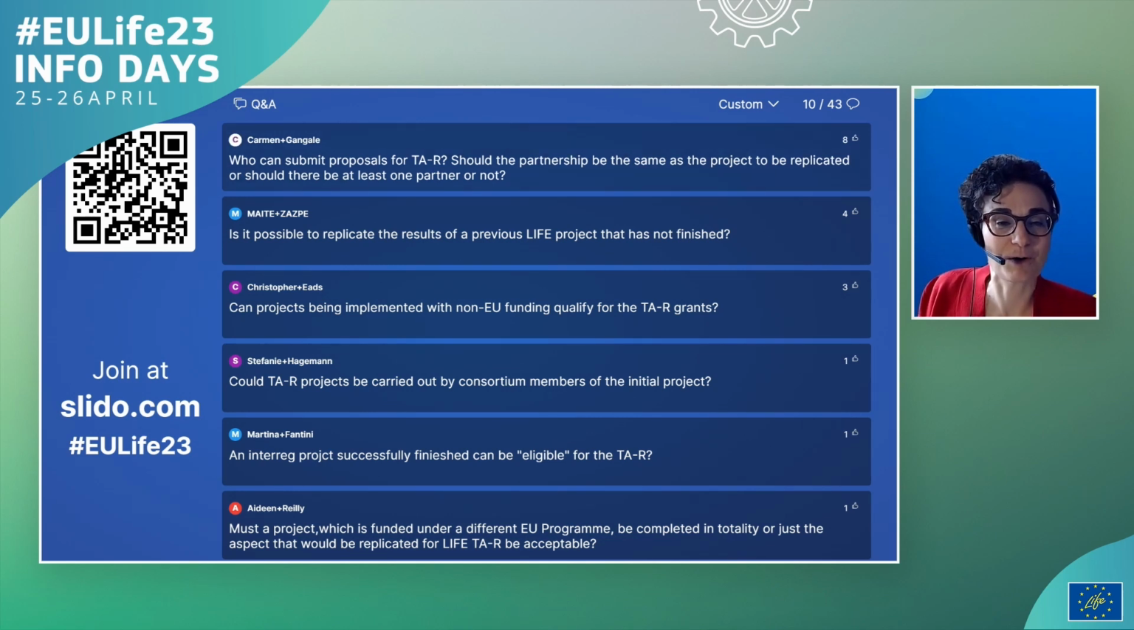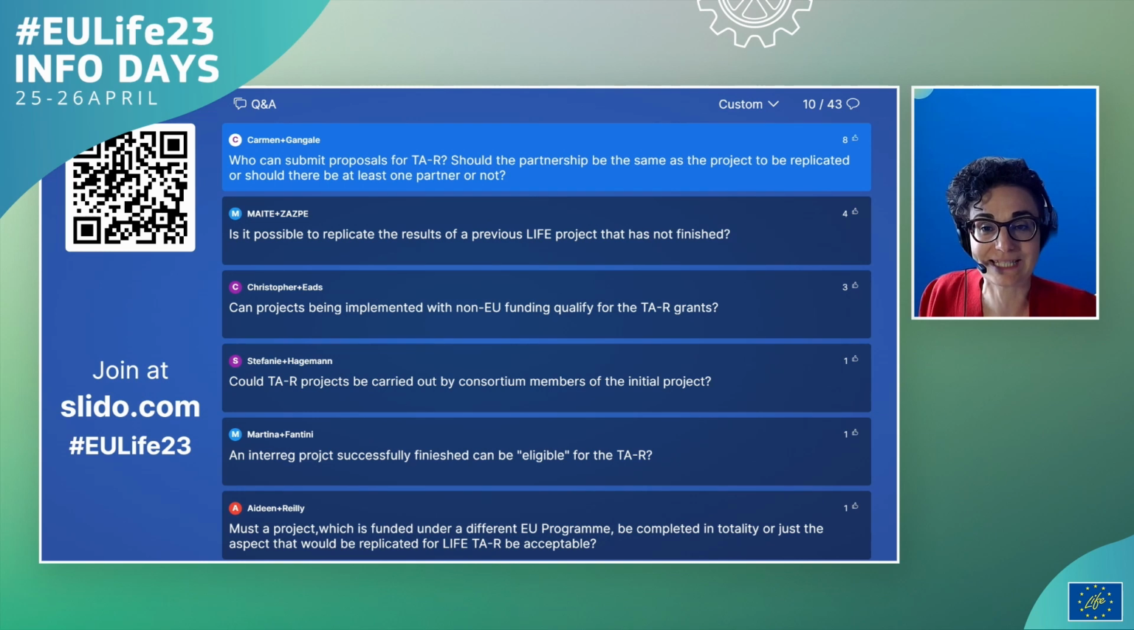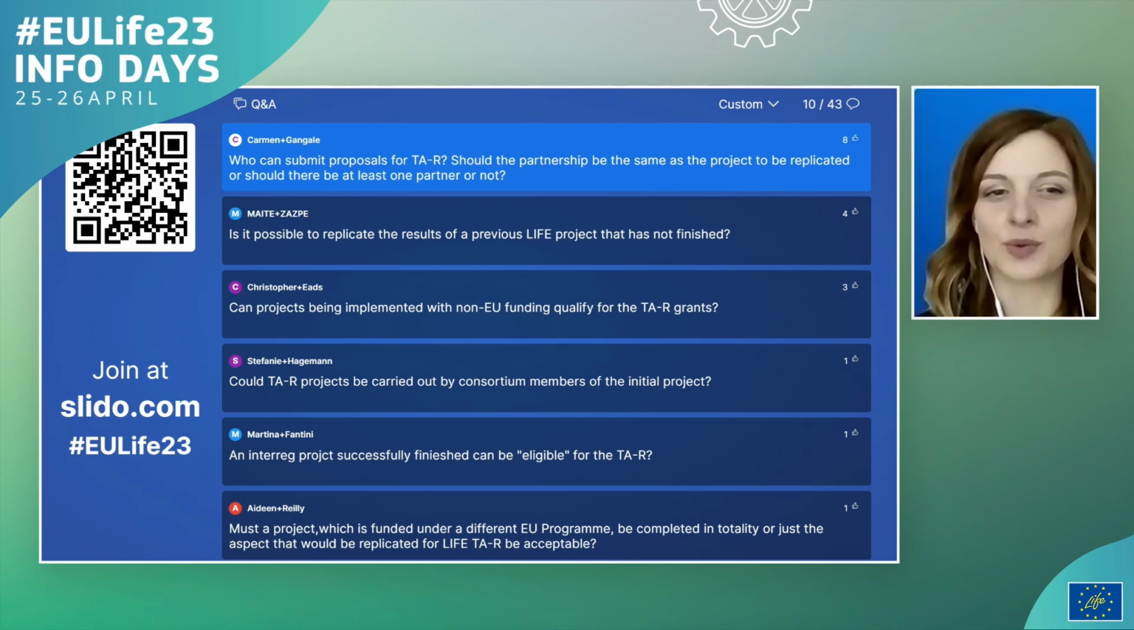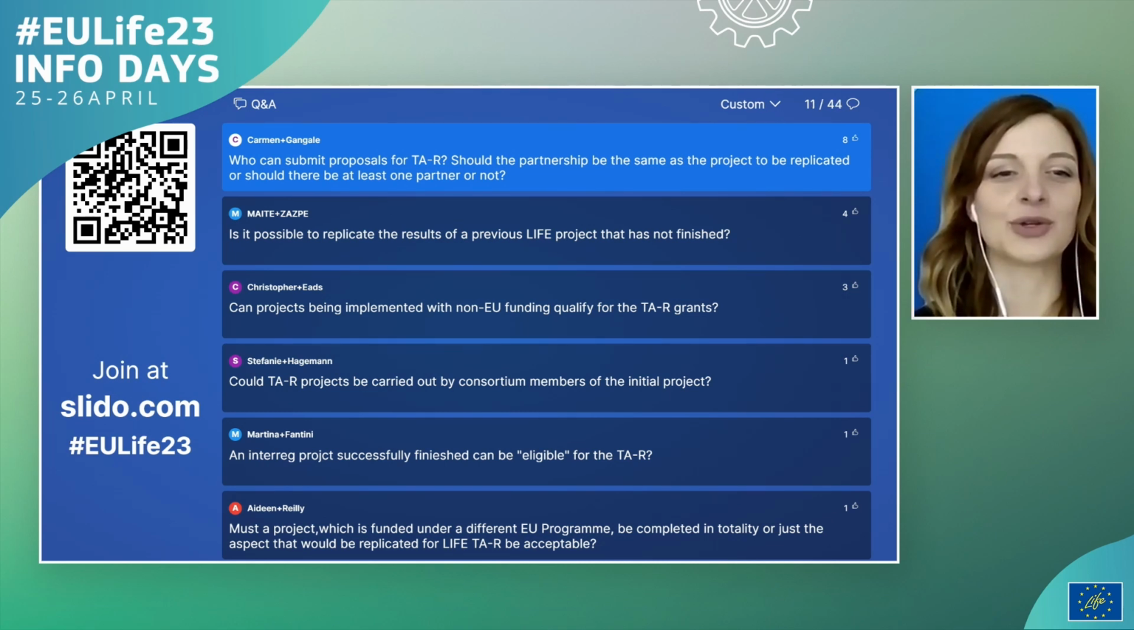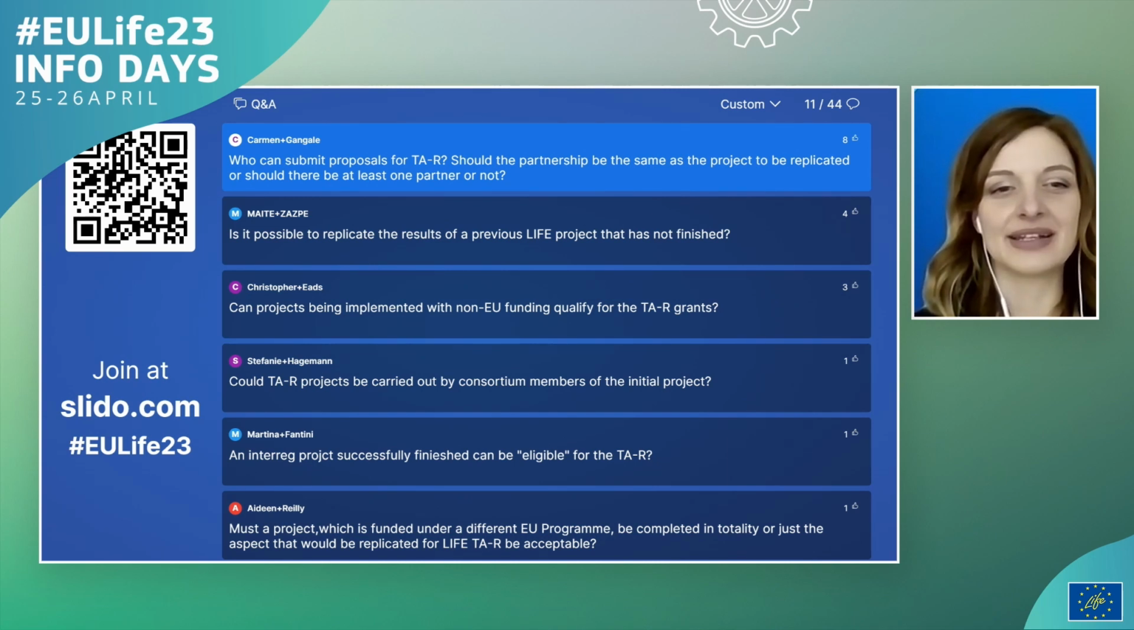Indeed. Who can submit a proposal for TA replication? Should the partnership be the same as the project to be replicated, or should there be at least one partner or not? I guess one more partner, yeah. Well, basically, there's no rule. Nothing is written in the call document. But ideally, if you plan to replicate, we would expect that there would be some partner involved. But even if there is not, you should probably still ensure the exchange of know-how and skills from the partners involved in the first project, right? So it's not necessarily, but we would encourage that a partner, maybe the coordinating beneficiary, or at least one of the partners would be involved, but it's not necessary.